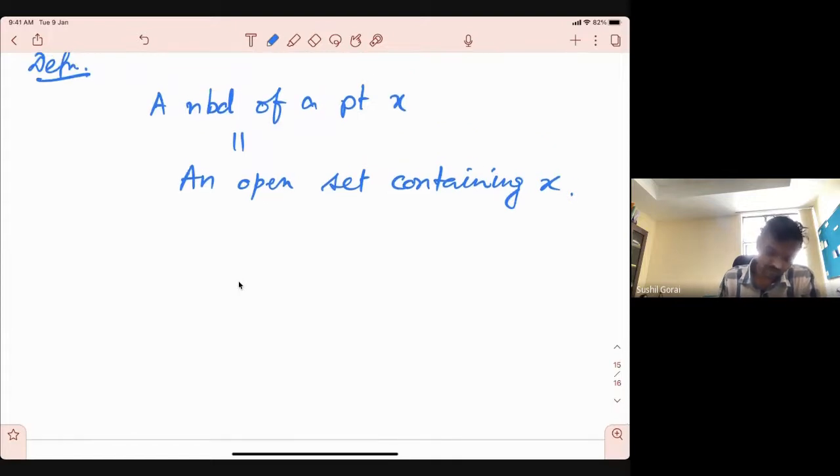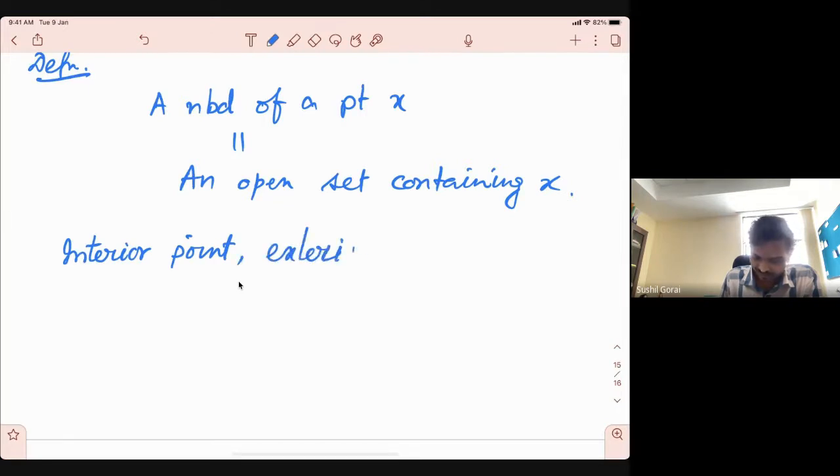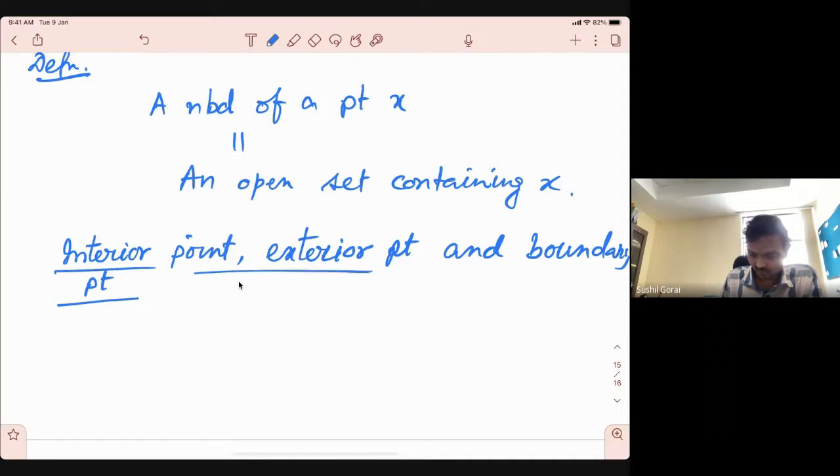Now, you know interior point, so let us write that interior point. Exterior point. So there is a notion of exterior point also, but it's actually the interior point of the complement. People don't use it much, but it's good to know. And boundary points.